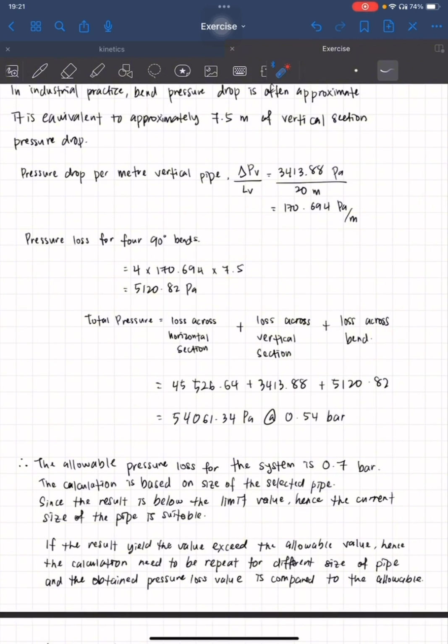So then we have calculated the pressure drop for the horizontal section, vertical section, and the pressure loss across the bend. So then we just total up the numbers, and we can get the value of 54,061 Pascal, or when converted into bar, we get 0.5 bar.